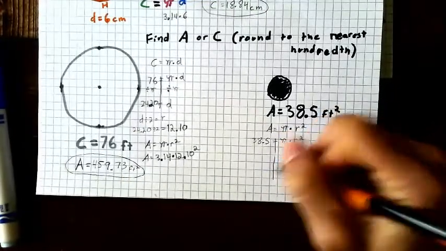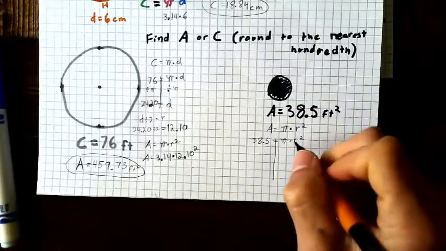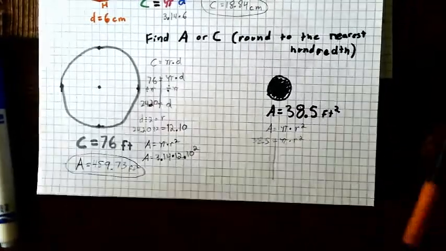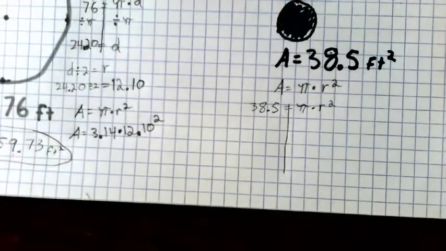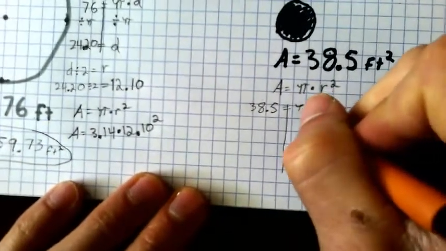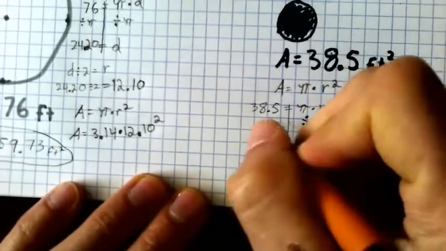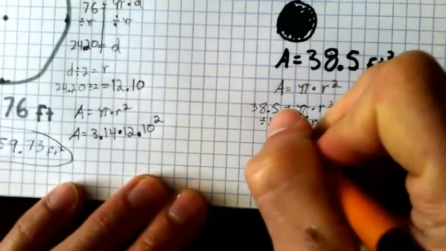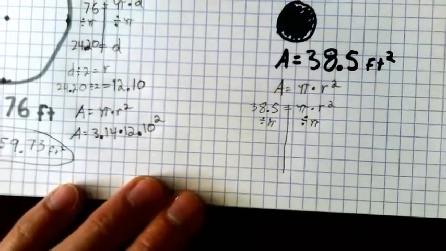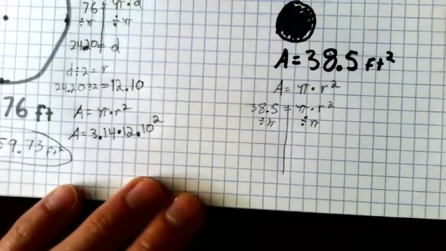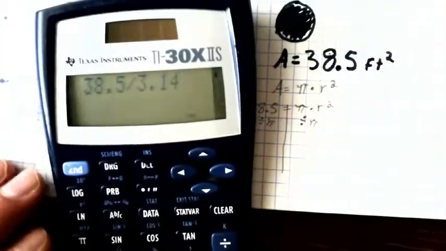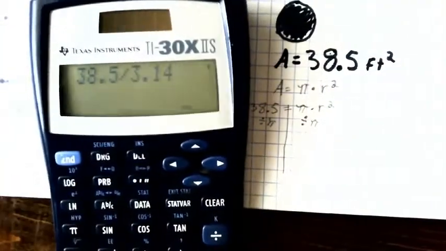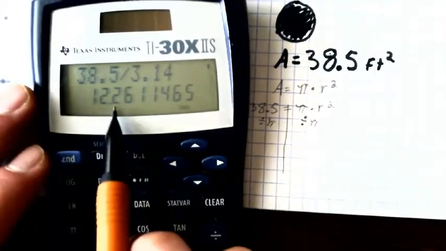Draw my line, do my inverse operations. So instead of multiplying by pi, let me zoom in for you. Alright, so instead of multiplying by pi, I need to do the opposite. So I'm going to be dividing by pi on both sides. So what that really is, 38.5 divided by 3.14. So 38.5 divided by 3.14, and that comes out to be 12.26 and so on.